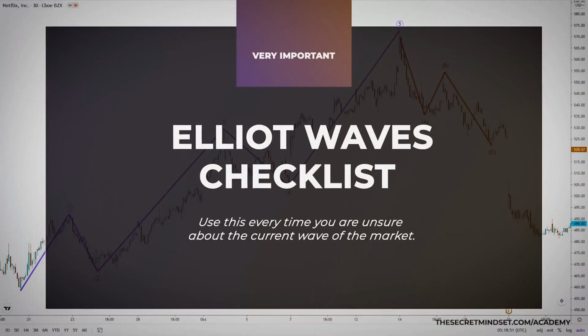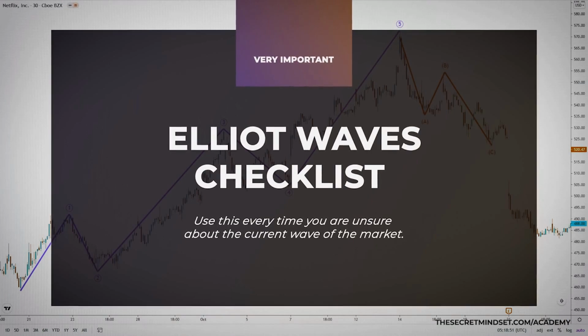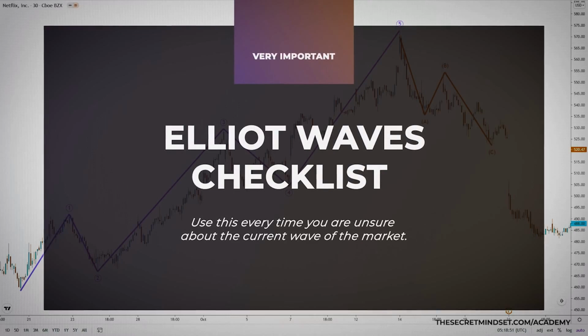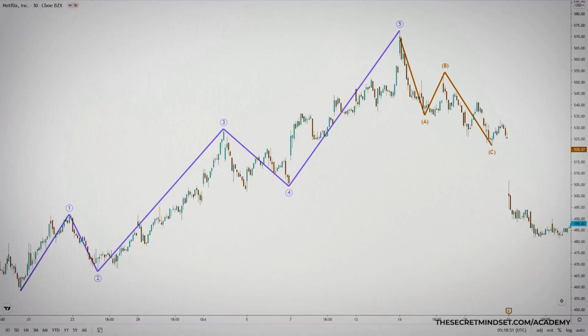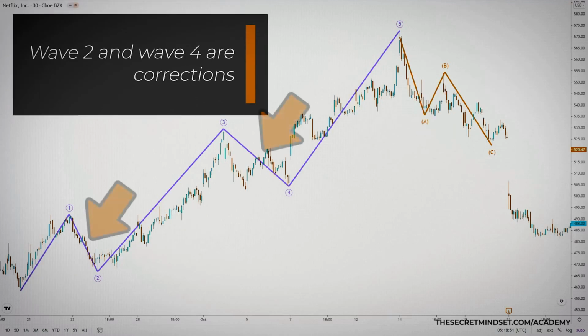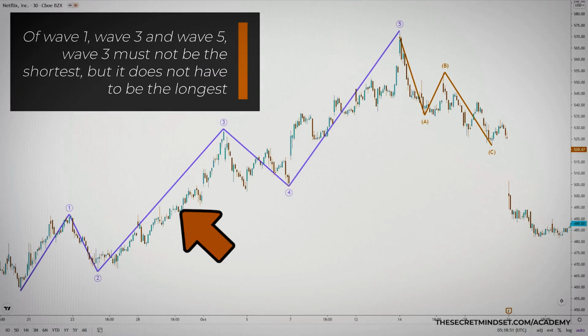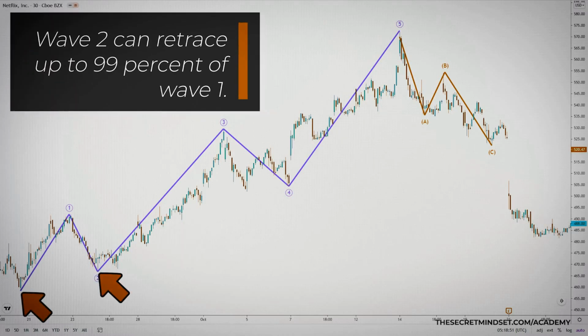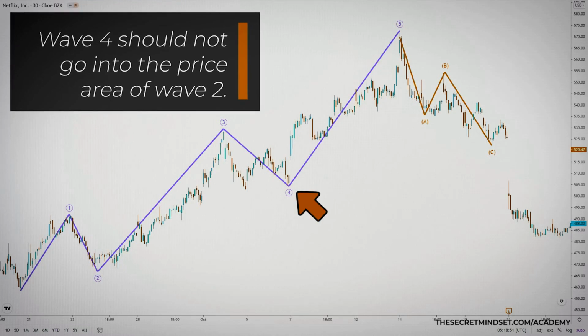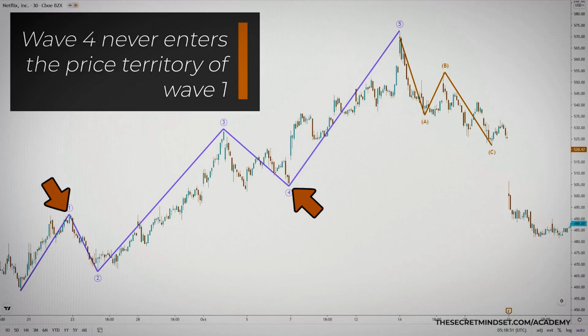Now that you know the characteristics of each wave, let me share a simple checklist to apply to the sequence. Print it or write it down and use it every time you are unsure about the current wave of the market. Wave 1, wave 3 and wave 5 are trending. Wave 2 and wave 4 are corrections. Of wave 1, wave 3 and wave 5, wave 3 must not be the shortest, but it doesn't have to be the longest. Wave 2 can retrace up to 99% of wave 1. Wave 4 should not go into the price area of wave 2. Wave 4 never enters the price territory of wave 1.